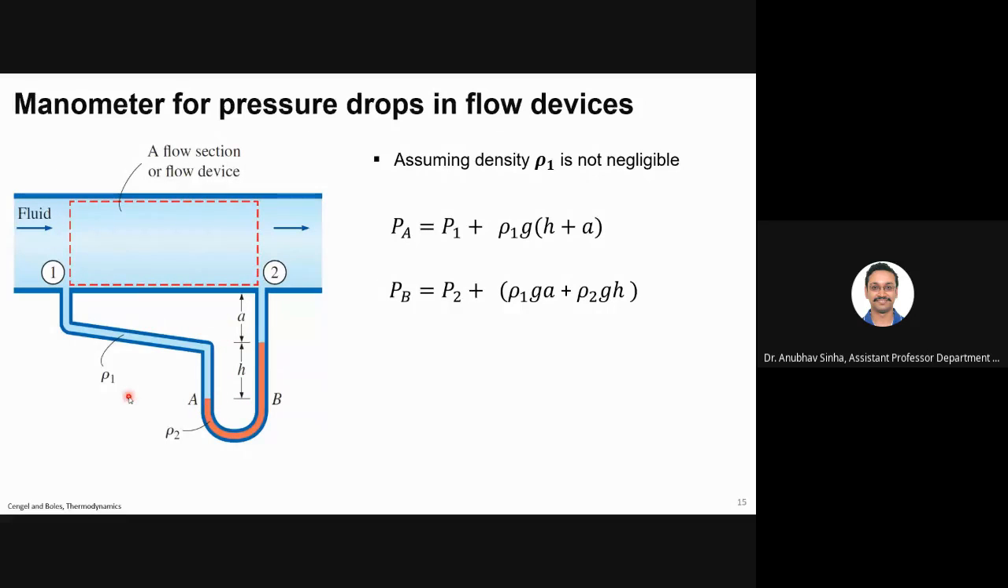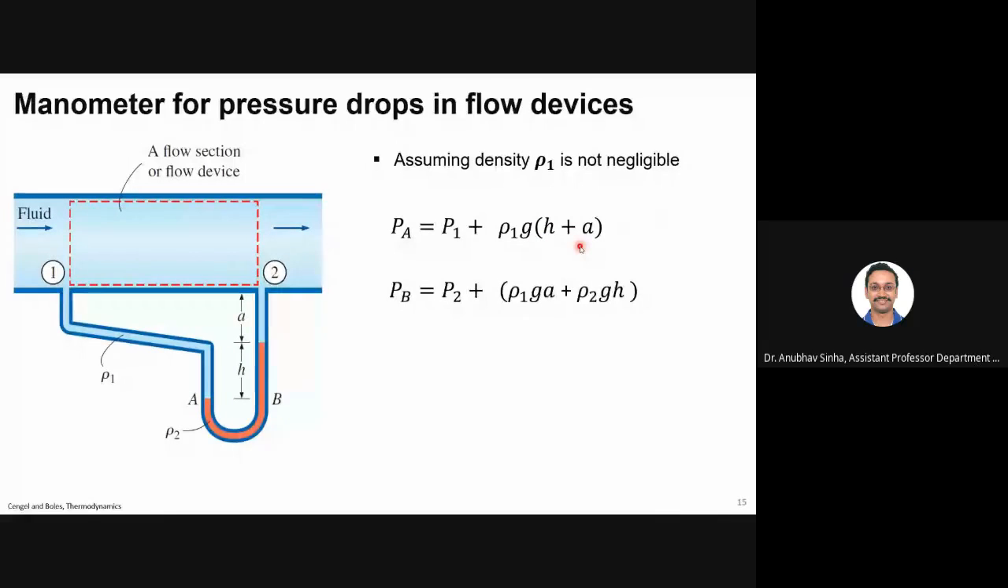It could have any shape, but I am interested in the height of that liquid column. So the height is A plus H and it is filled with only one liquid of density rho 1. So to calculate PA, I will say PA is equal to P1 plus rho 1 into G into H plus A. So H plus A is the total height. Is this clear to you?